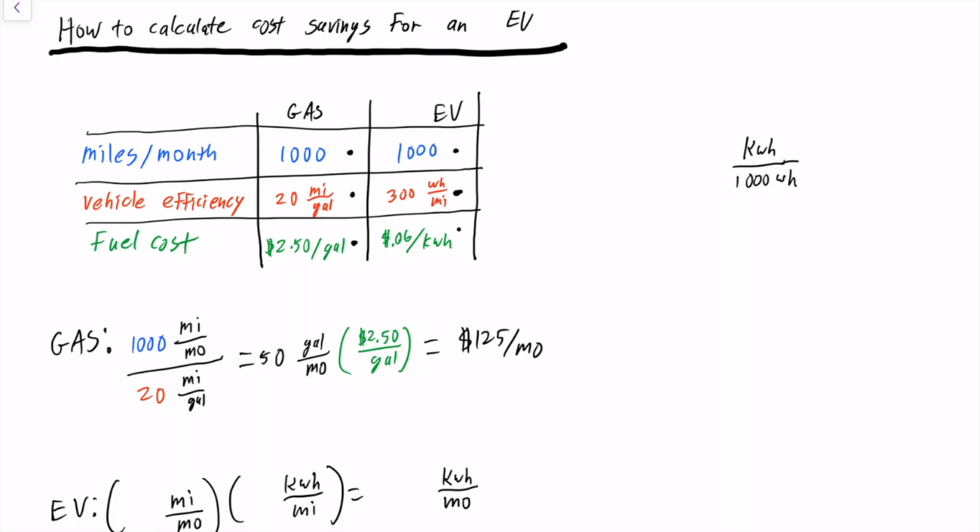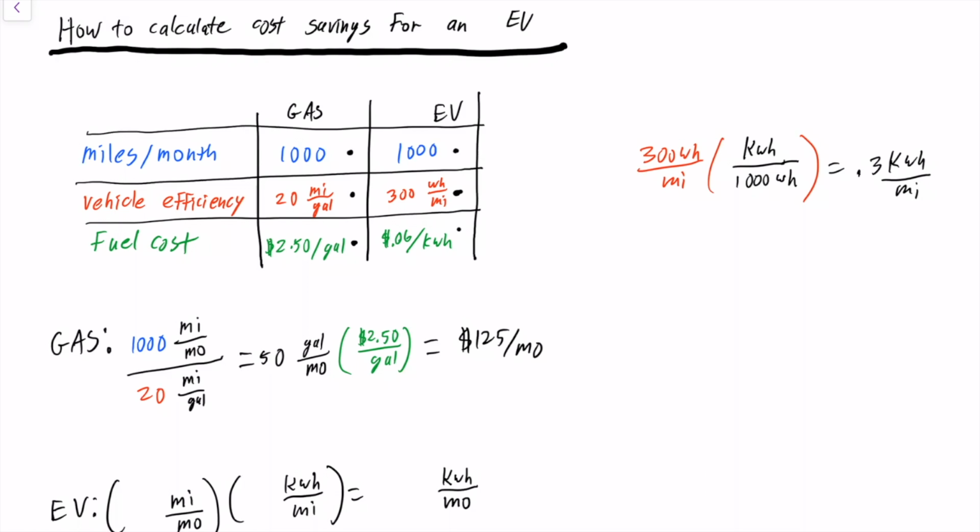Now the first thing we're going to need to do when it comes to the electric vehicle is to convert our watt hours per mile into kilowatt hours, because that's how electricity is billed. To do that, all we're going to do is take our 300 watt hours per mile, and then divide it by 1,000 watt hours per kilowatt hour. And that will show us that we use 0.3 kilowatt hours per mile. So we'll take that now and put it over into our analysis.